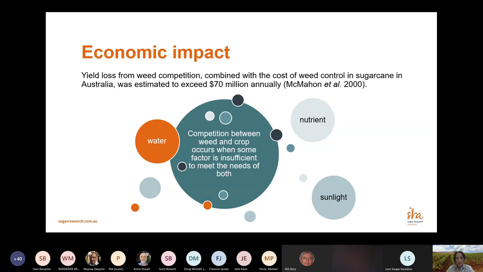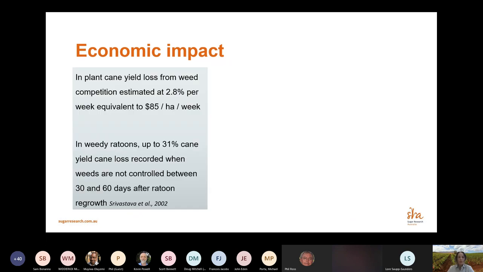So what does weed competition come from? Well, weed competition between a weed and a crop occurs when some factors such as water, nutrients, and sunlight are insufficient to meet the needs of both the crop and the weeds. To drill further, in plant cane, yield loss from weed competition is estimated at about 2.8% per week, or equivalent to $85 per hectare per week.